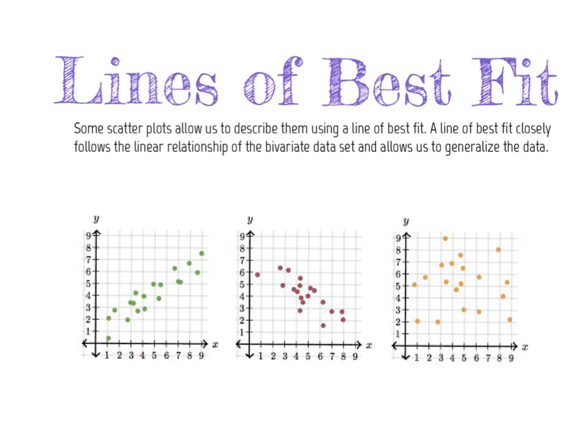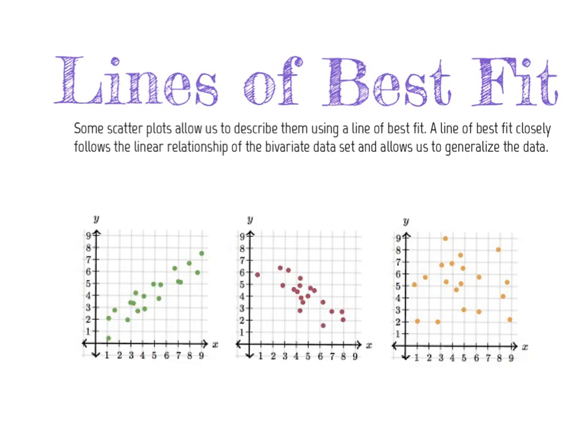So some scatter plots allow us to describe them using a line of best fit. And a line of best fit closely follows the linear relationship of the bivariate data set and allows us to generalize the data. So if you remember, bivariate was really just two variables, right? X and Y, that's your bivariate data set. And by generalizing it, realistically what we're doing is we're making a line. That's when they talk about lines of best fit. Sometimes it'll be called regression lines, but I don't think you'll really hear that until high school. So just understand that those terms are interchangeable, I guess.